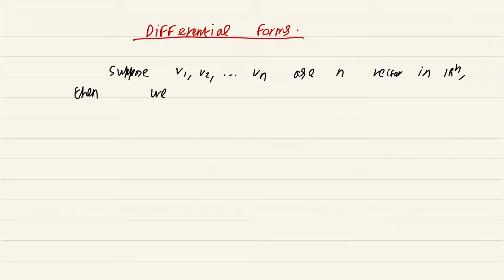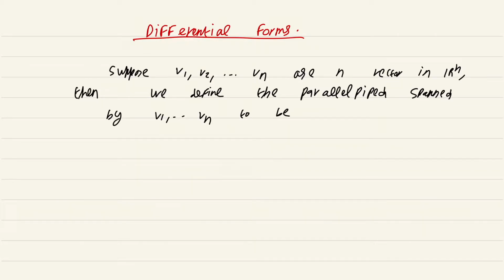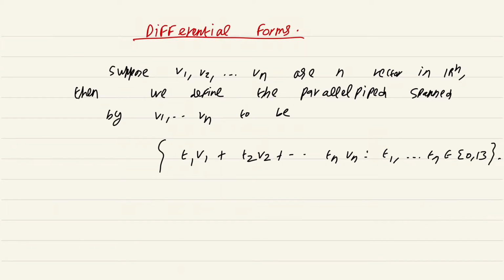we define the parallelepiped spanned by v1 to vn to be just this set t1 v1 plus t2 v2 plus ... tn vn, where t1 to tn come from 0 to 1. Okay, so this is defined to be the parallelepiped spanned by the vectors v1 to vn.